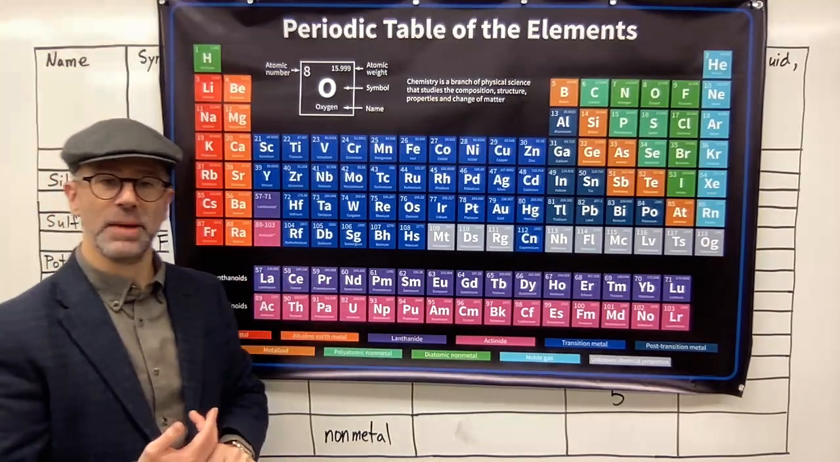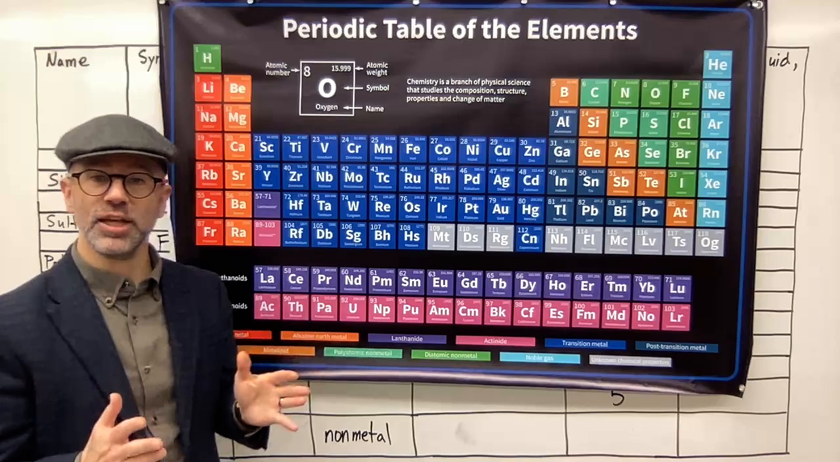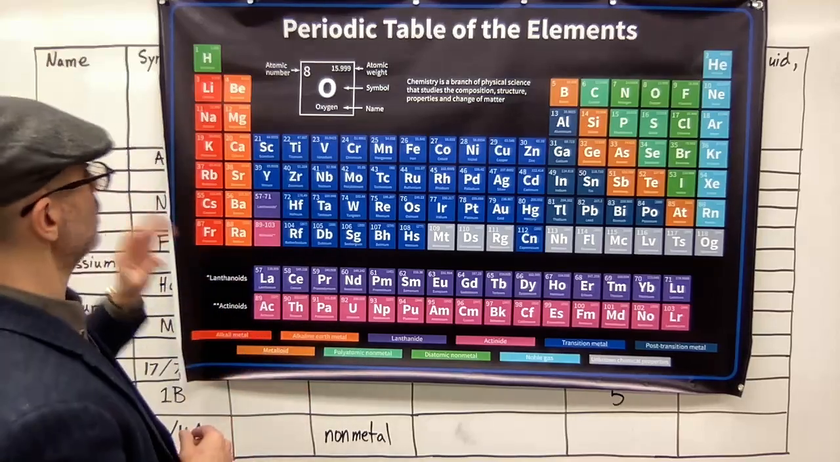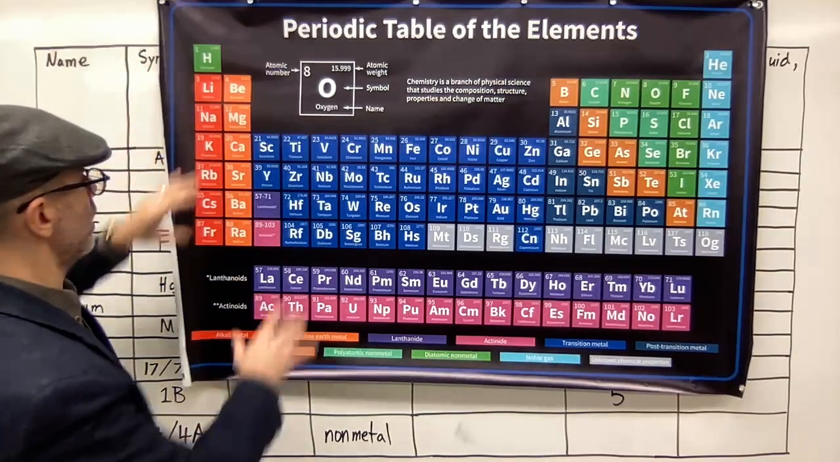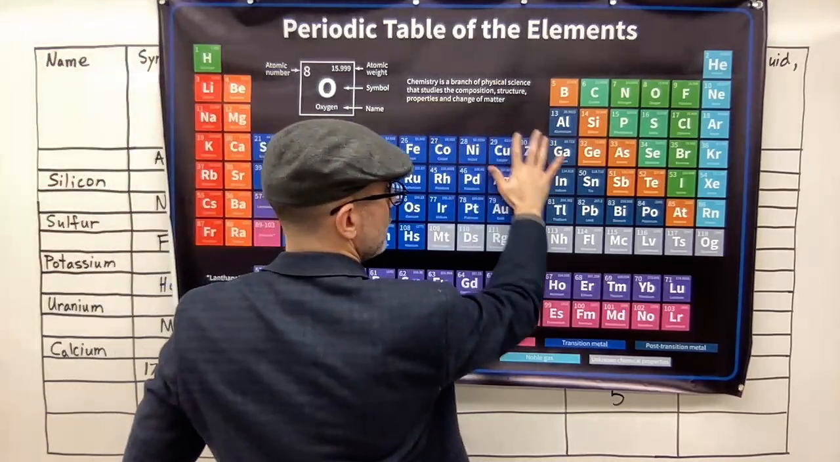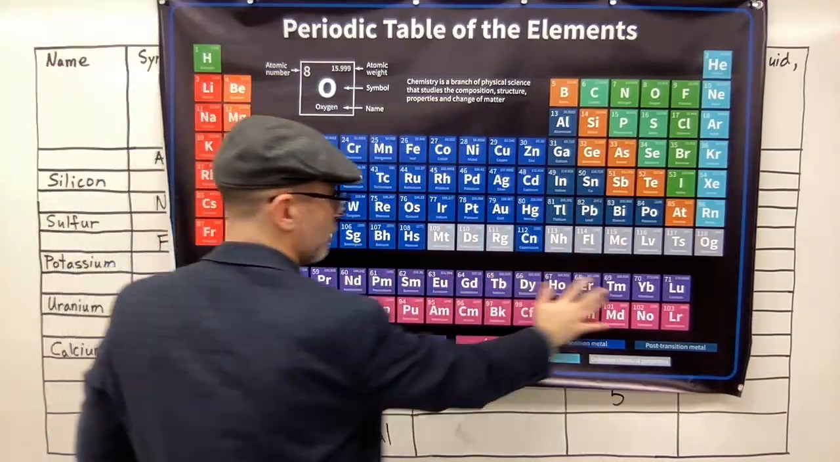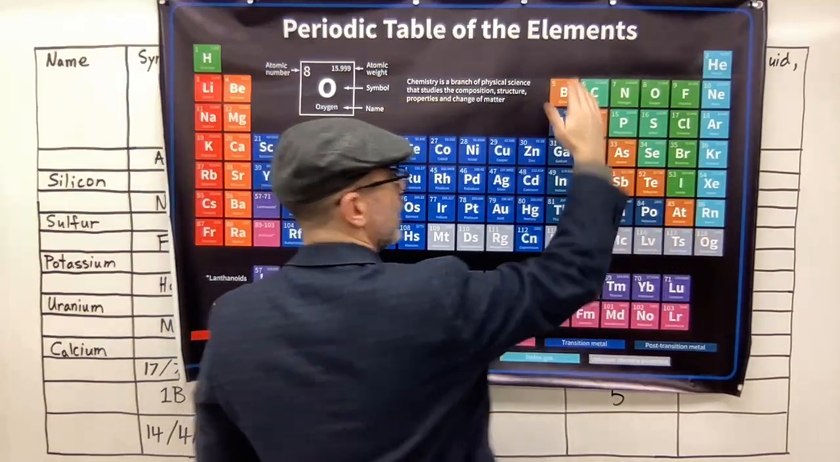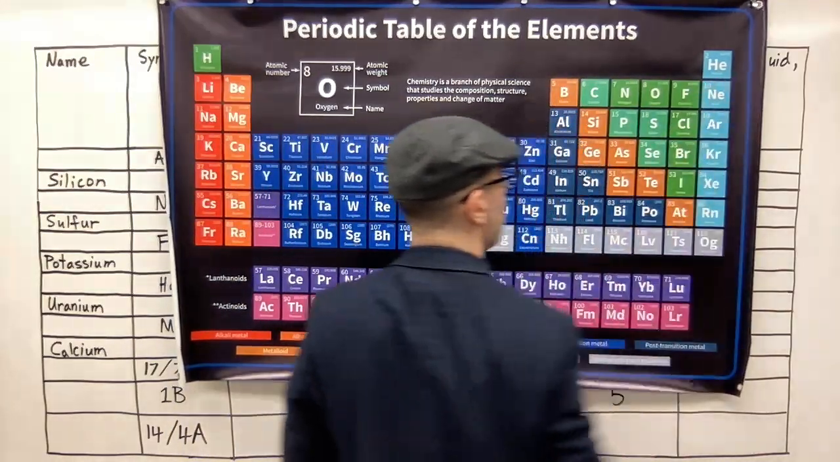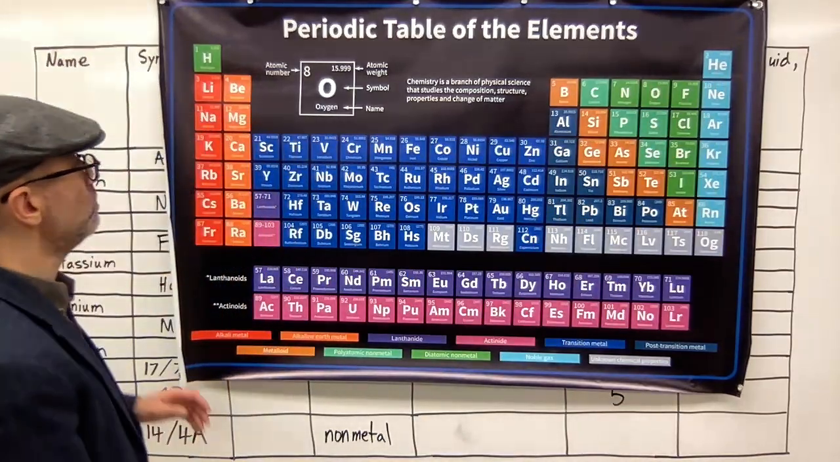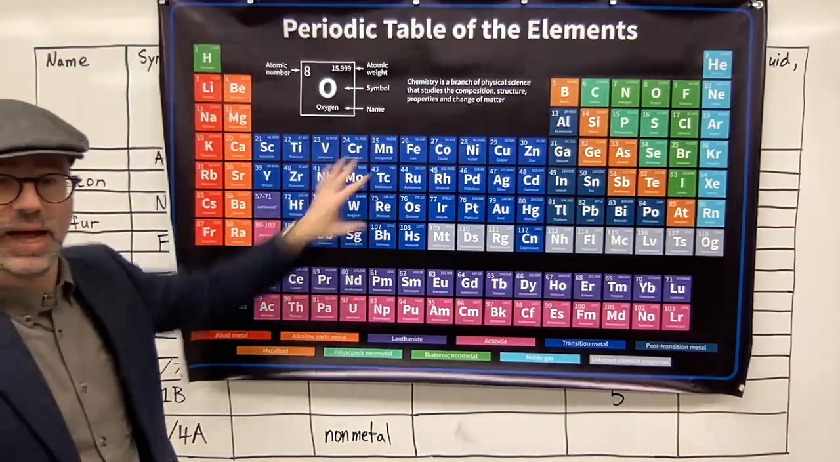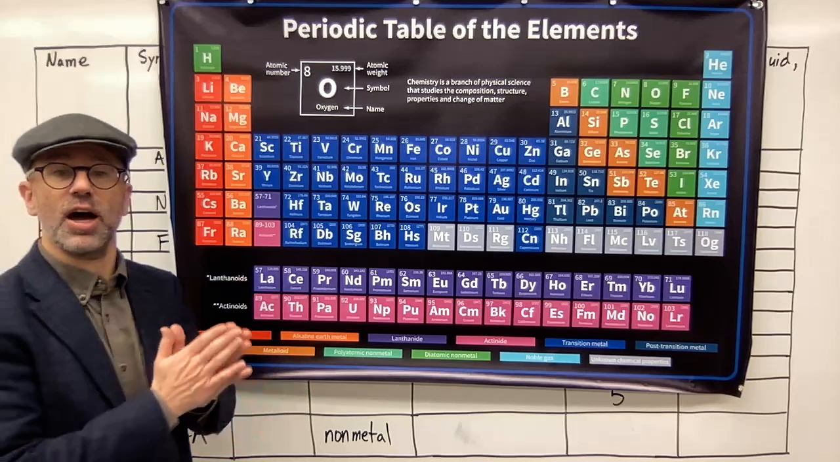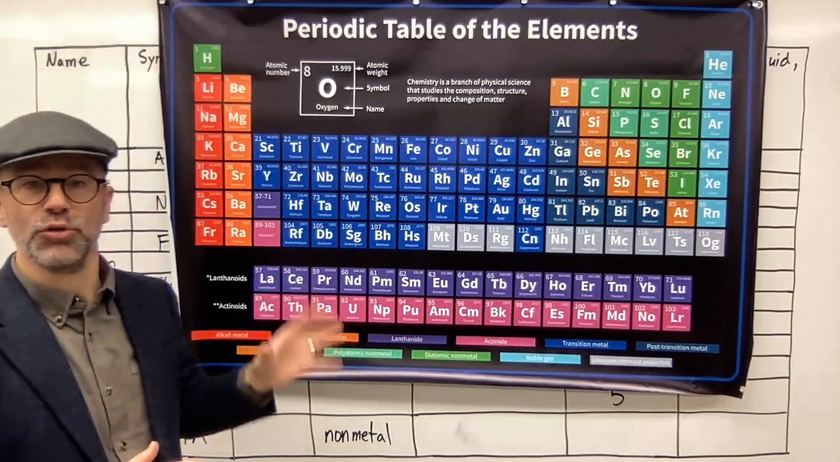So that's the first basic division that you need to remember. Again, we have the metals on this side, including these down here, and then we have the metalloids and we have the nonmetals. Okay, so that's the basic division of the periodic table into those three main groups.